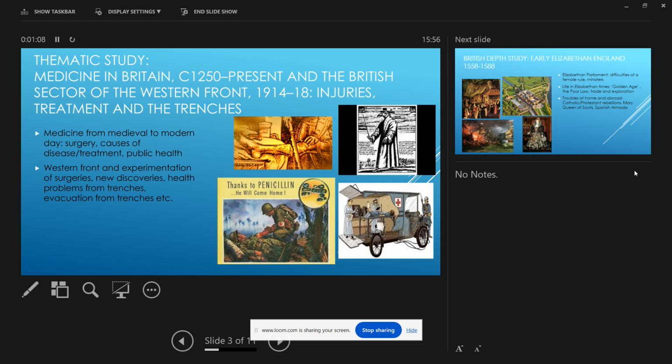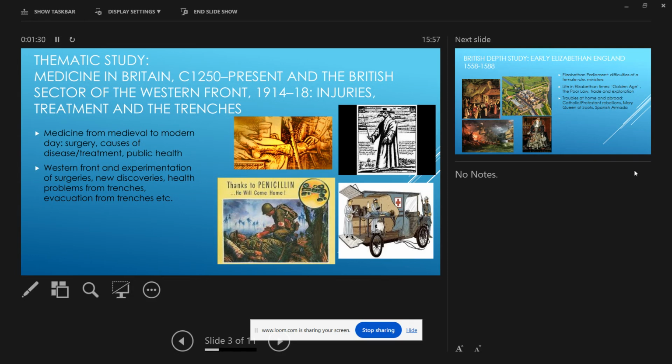So looking in 3 different areas, so surgery, cause of disease and treatment, and public health, all the way through to modern day. And with the Western Front, we look at things like new discoveries, such as penicillin and x-rays, and what sort of health problems there were associated with the trenches and dangers of things like evacuation from the trenches as well.